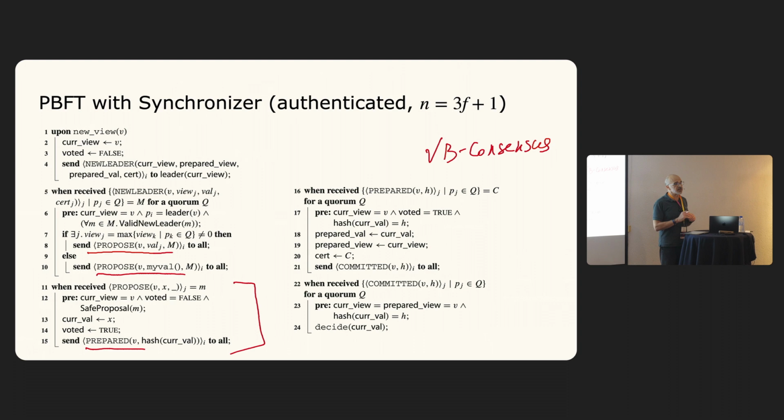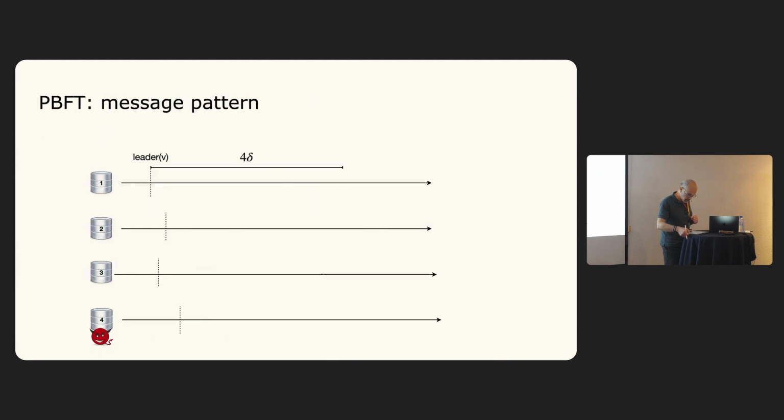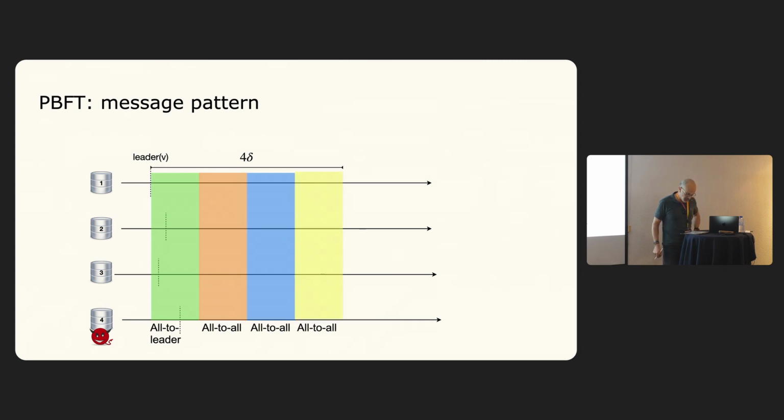Other than that, that's essentially the same algorithm. So it assumes message authentication. So you can imagine this as view-based consensus plus one more phase to validate the leader's messages. So this is the message pattern of PBFT. First is all to leader, then we have all to all, all to all, all to all for the remaining phases. So in total, this is 4 delta.